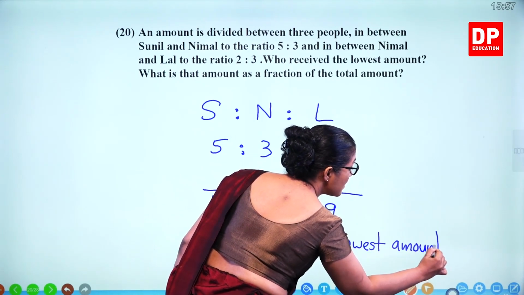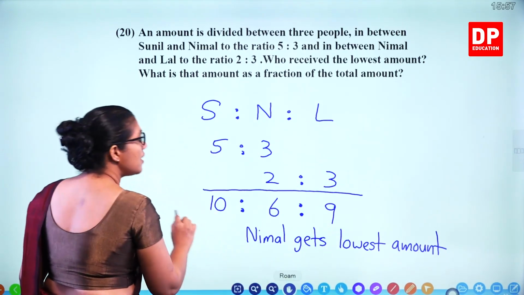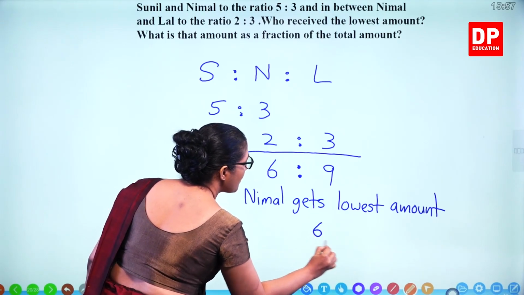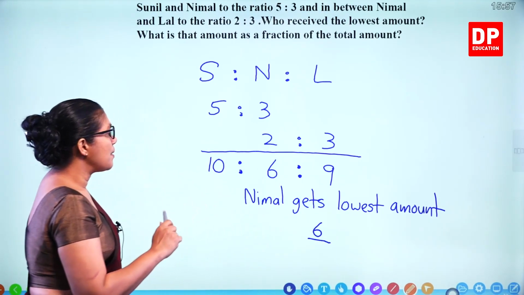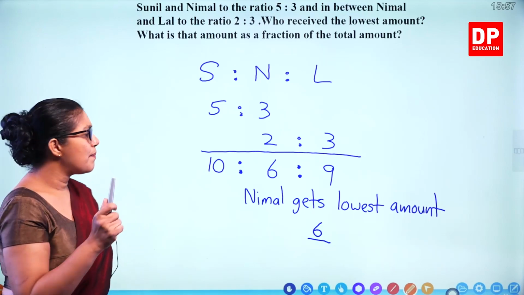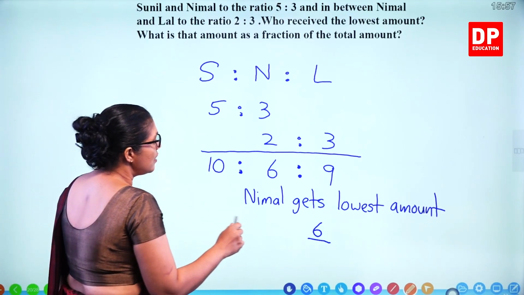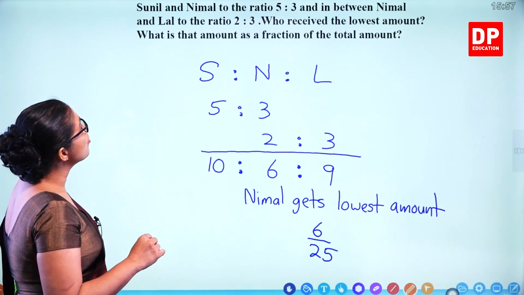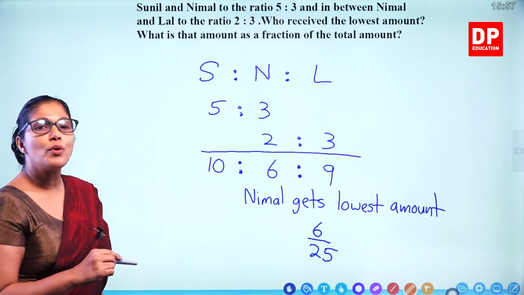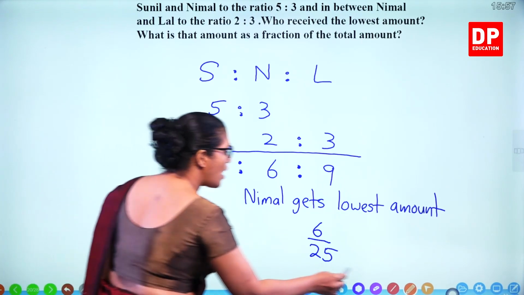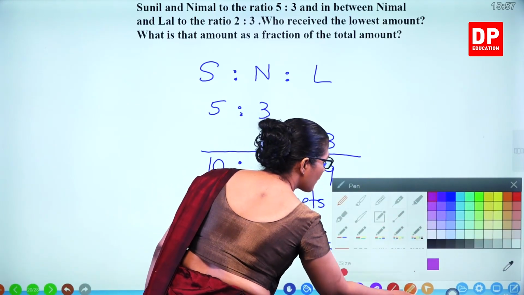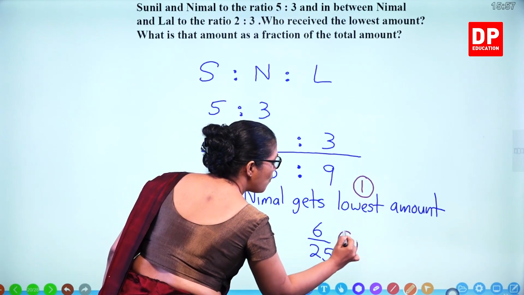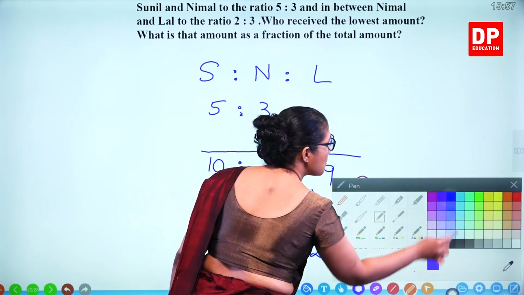And they're asking what is the fraction he gets: 6 parts out of the total. 10 plus 9, 19. 19 plus 6, 25. So 6 over 25 is the amount as a fraction of the total amount. So 2 marks, 1 mark for writing down Nimal and 1 mark for that lowest part.